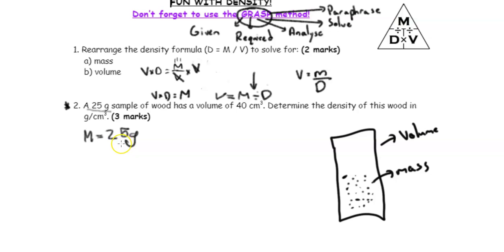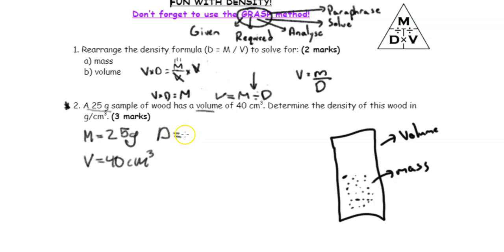Of wood has a volume of 40 centimeters cubed. It says volume. It's pretty obvious. You can also look at the units to help you tell what it is. Determine the density of this wood. So we want to know density. So required: you're going to write D equals.